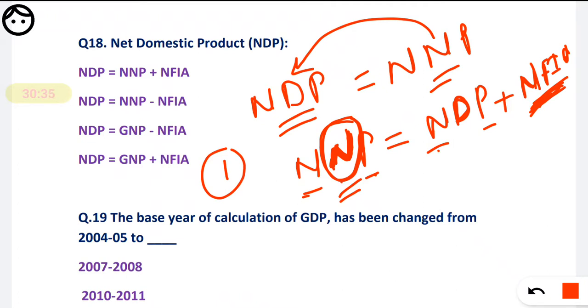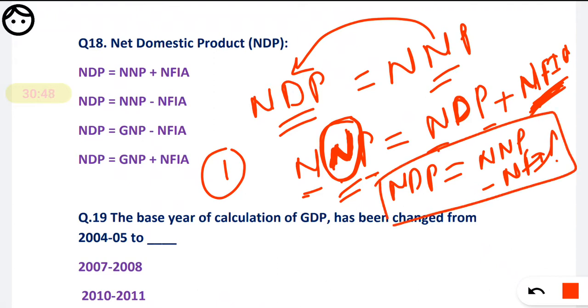Now reversely, we have to calculate the NDP. Just rearrange the equation. NDP is equal to NNP, here it will become minus NFIA. Okay, this is our answer.